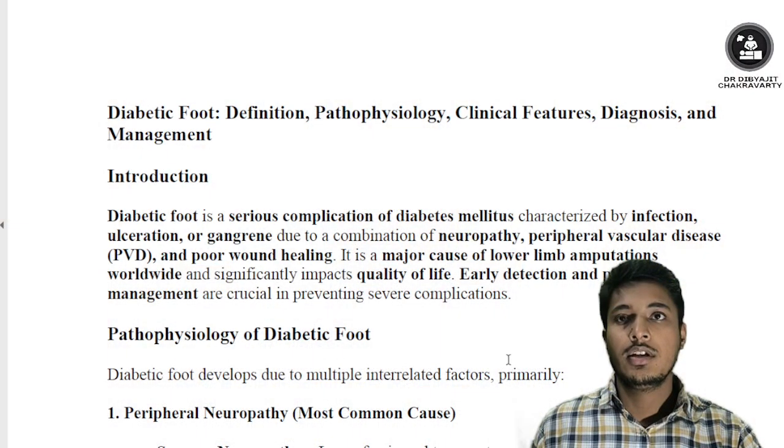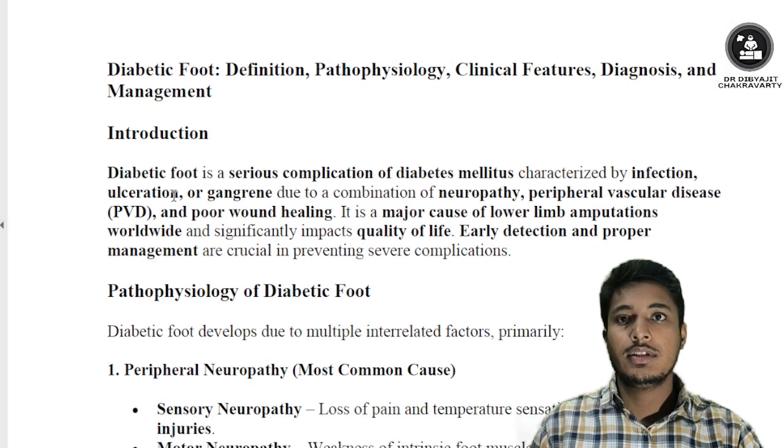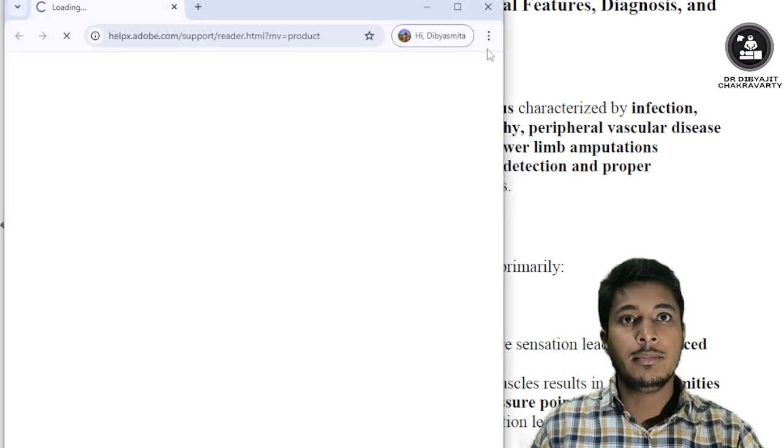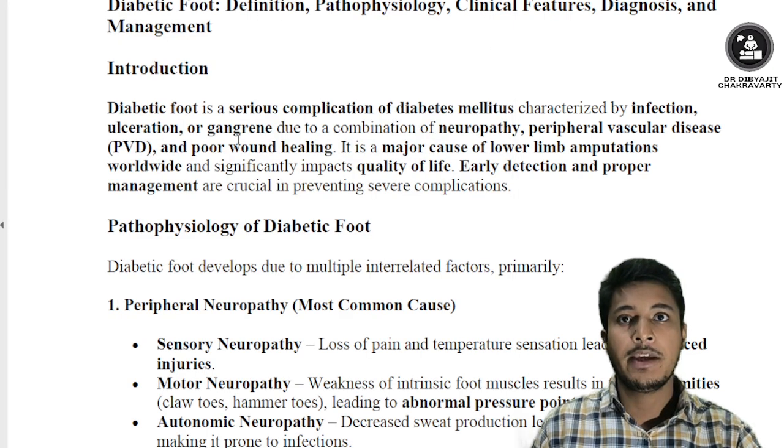Today we'll be studying the short cases, and our first case is nothing but diabetic foot. Coming to the introduction, diabetic foot is a serious complication of diabetes mellitus, characterized by infection, ulceration, or gangrene due to a combination of neuropathy, peripheral vascular disease, and poor wound healing.